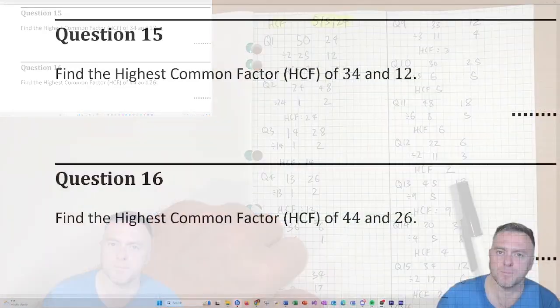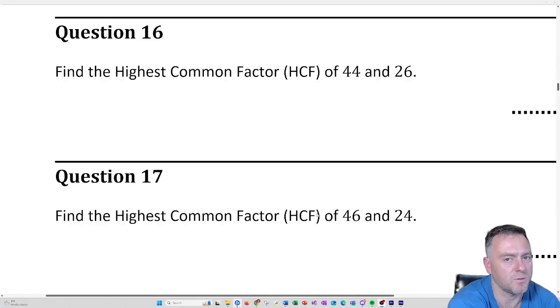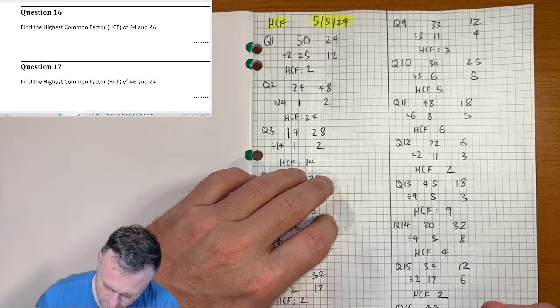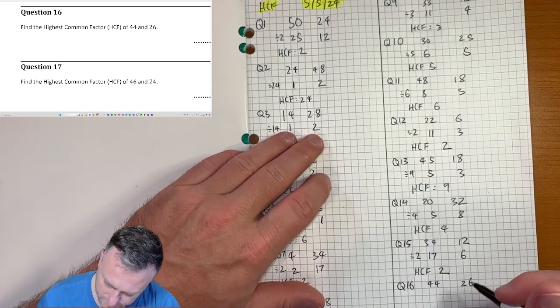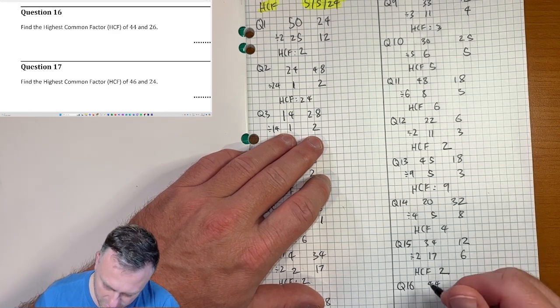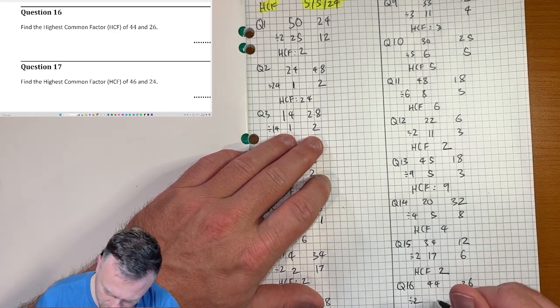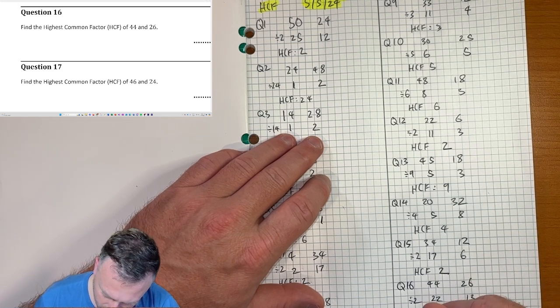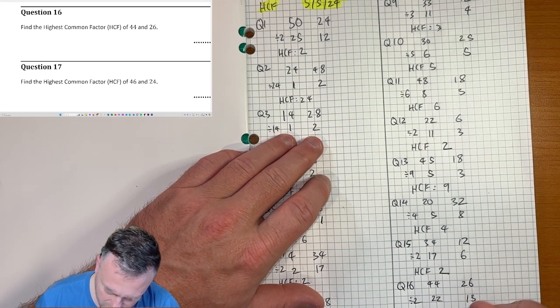Question 16. Highest common factor of 44 and 26. Can't do much with that. So let's just divide them both by 2 to get 22 and 13. Can't do much with the 13, so highest common factor in this case is just 2.